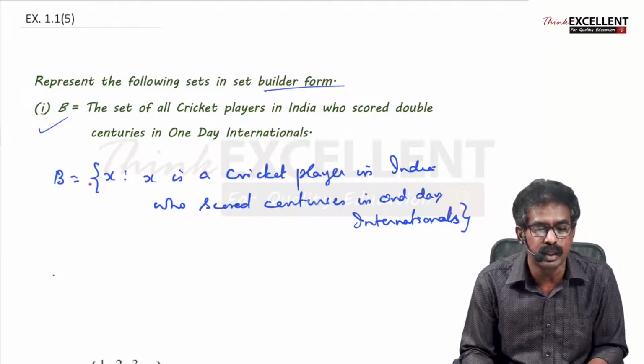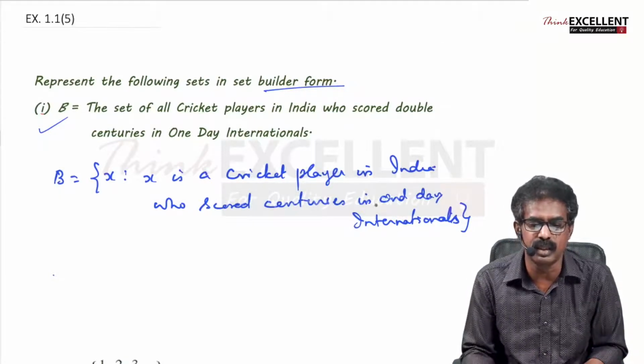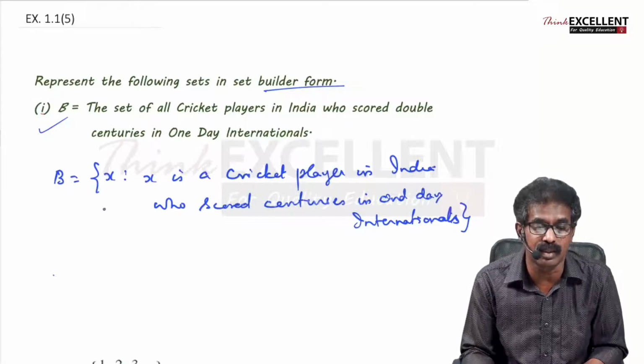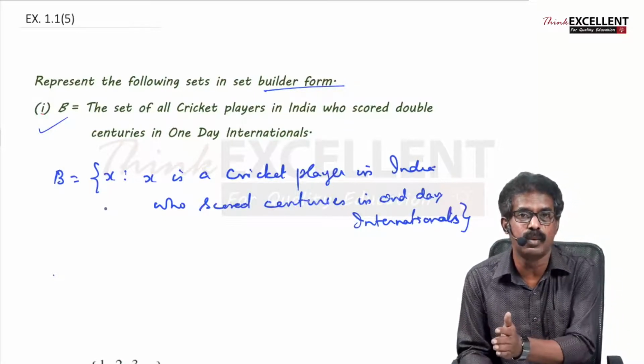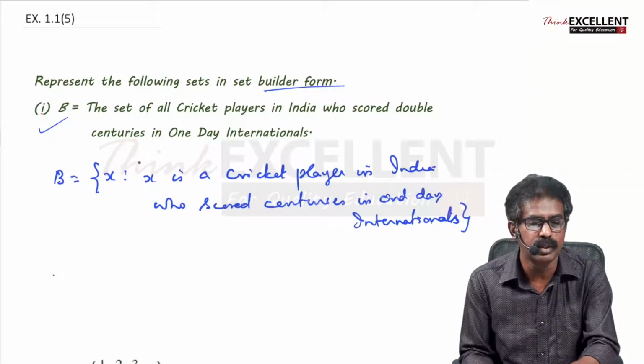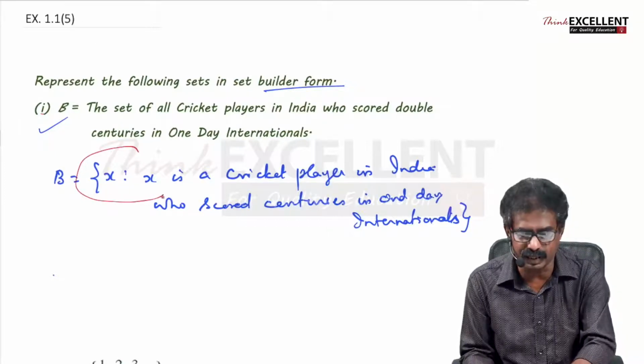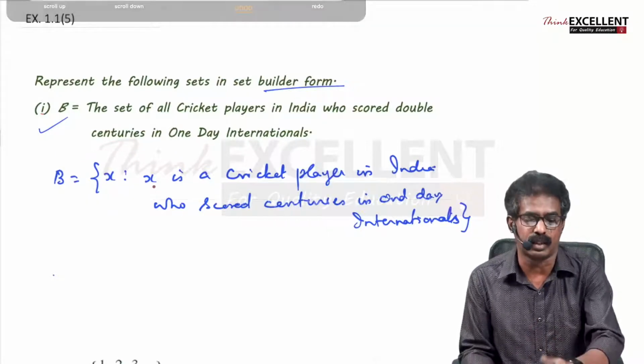B equal to set of all x such that, write the question as it is. x is a cricket player in India who scored centuries in one day internationals. Okay, set of all x such that x is what? That is just copy from the question. Okay, set builder form. So here this part you have to write very carefully.